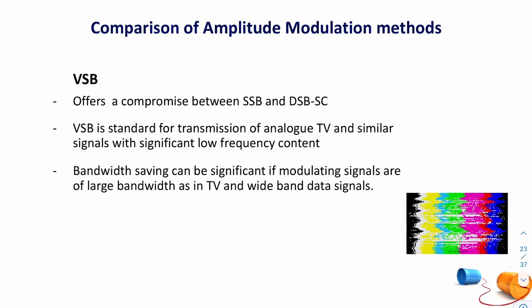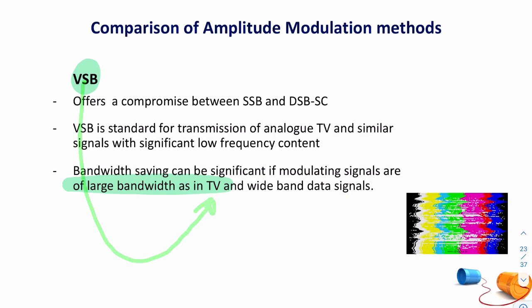Okay, and finally, vestigial sideband. We said the only application really where this is commonly used is analog television. And while I say it is commonly used, it won't be used for much longer, because analog television is on its way out. So what you need to know is that the bandwidth for VSB is somewhere between that of SSB and DSB.